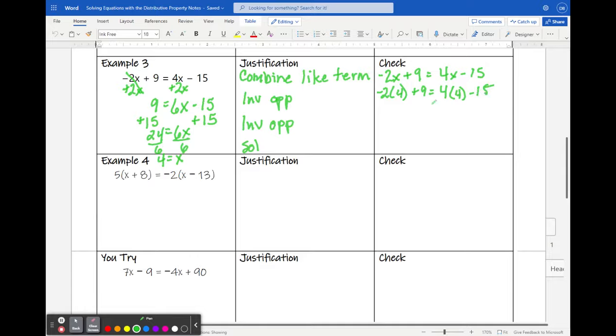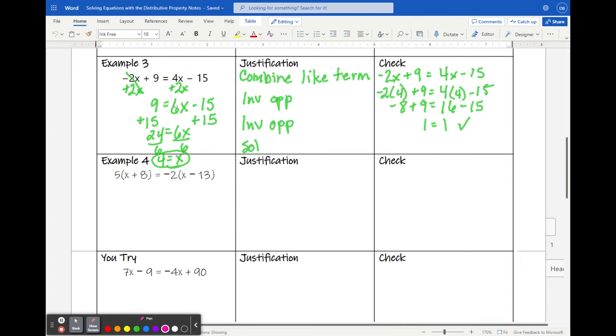Order of operations. I don't have any parentheses technically because these are multiplying. I don't have any exponents, so we're going to multiply. Negative 2 times 4 would be negative 8. The plus 9 stays the same, so we're not doing anything to it. 4 times 4 is 16, and the subtract 15 stays the same because we're not doing anything to it. At this point, we're combining like terms. Negative 8 plus 9 is 1, and 16 minus 15 is 1. It does check out, so my solution is x equals positive 4.